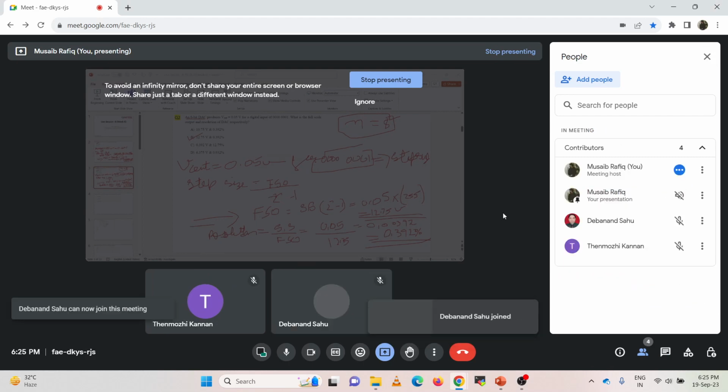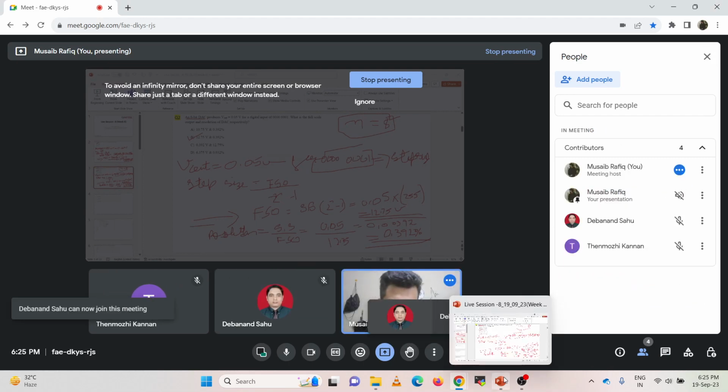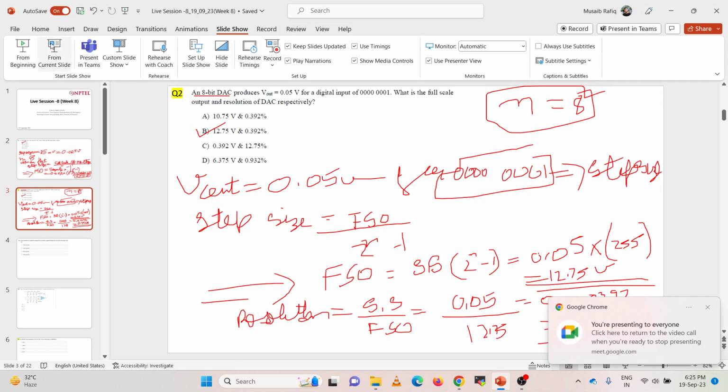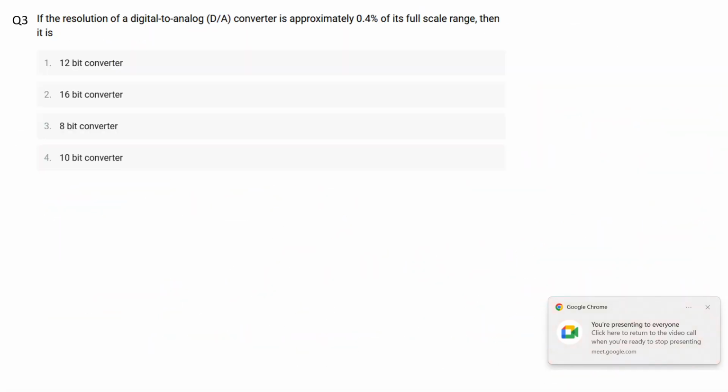So now we can go to question number 3. It states that if the resolution of a digital to analog converter is approximately 0.4% of its full scale range, then it is an, so we are giving the choices whether it's a 12-bit, 16-bit, 8-bit or 10-bit converter. We just need to figure out from the question what is the bit value of this converter.